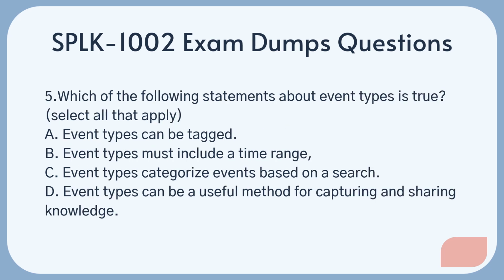5. Which of the following statements about event types is true? Select all that apply. A. Event types can be tagged. B. Event types must include a time range. C. Event types categorize events based on a search. D. Event types can be a useful method for capturing and sharing knowledge.